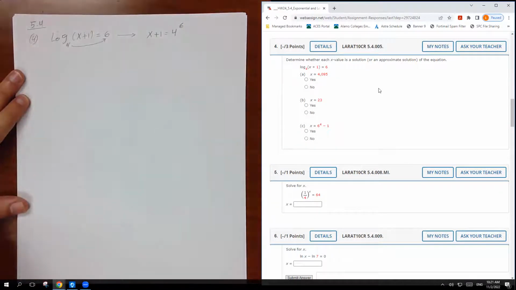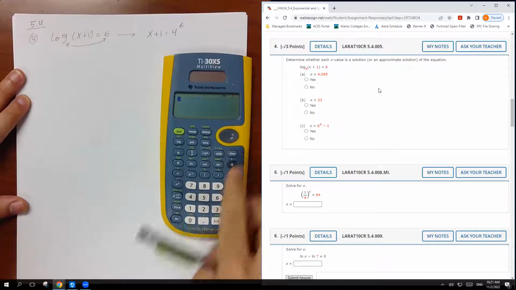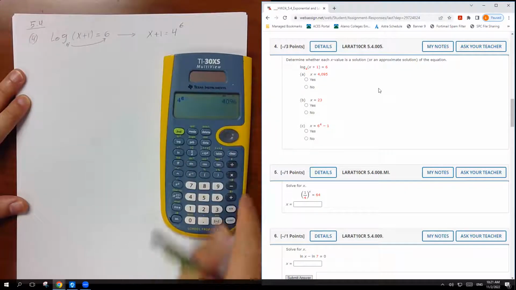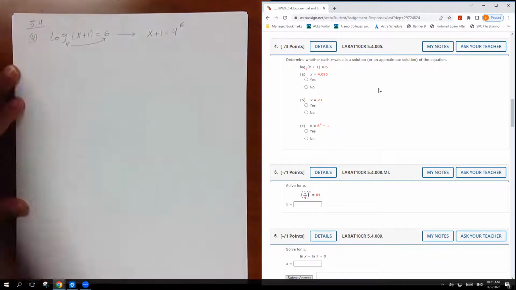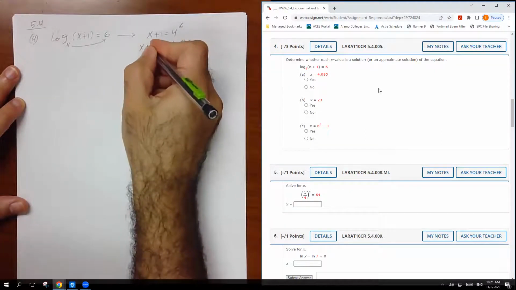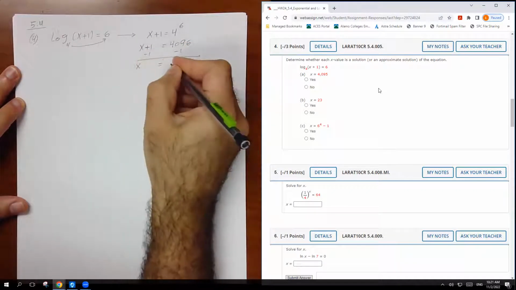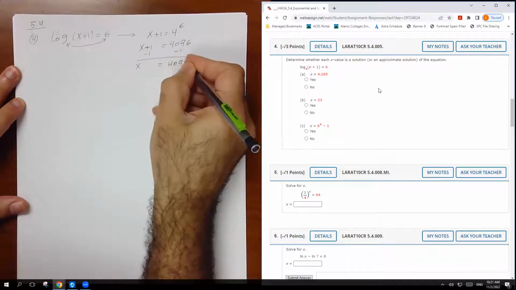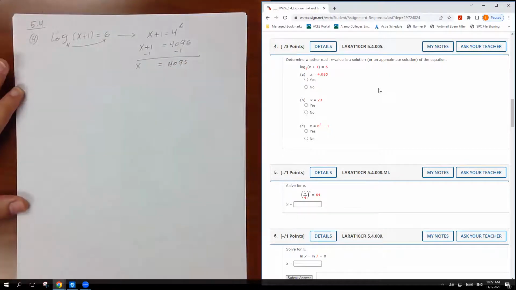Then 4 to the power 6 is going to be 4,096. So we're going to say here 4,096 equals x plus 1. Then minus 1 from both sides. That means x is going to be equal to 4,095. That means this is the value of x. That's it for this example. So you're going to say this one is the right choice.